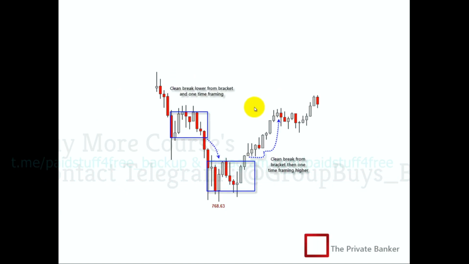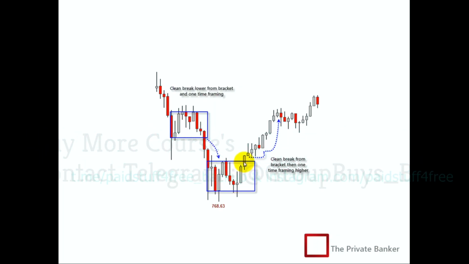So here is an example of a market that was in a balance situation, and then it broke out of that balance. And this is similar to the one I previously showed, in that the market was one time framing lower until finally it took out that previous bar's high. So it was one time framing down, and then once we saw support come in, we saw that high get taken out.